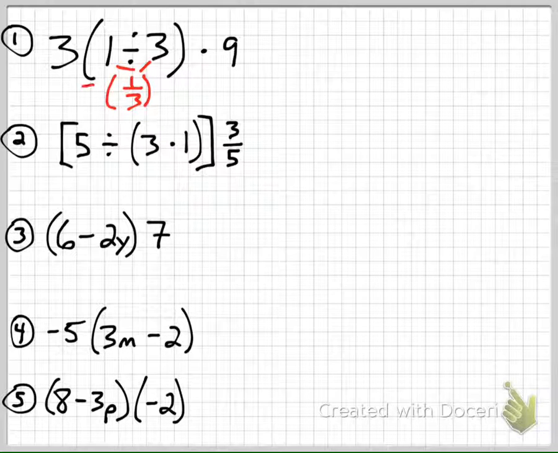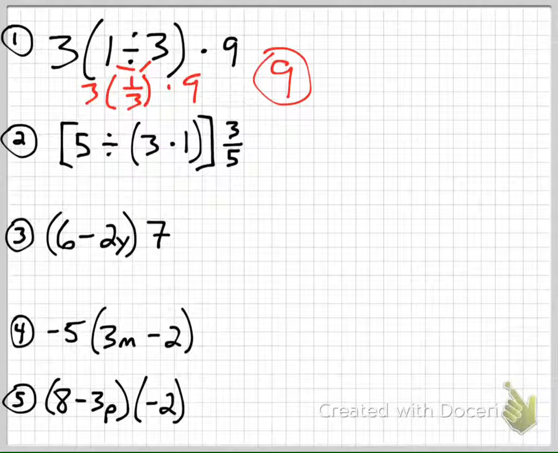Multiply that by 3 times 9. All multiplication now, left to right. What is 3 times 1/3? 1. 1 times 9 is... Makes sense. Number 2. Looking for parentheses.